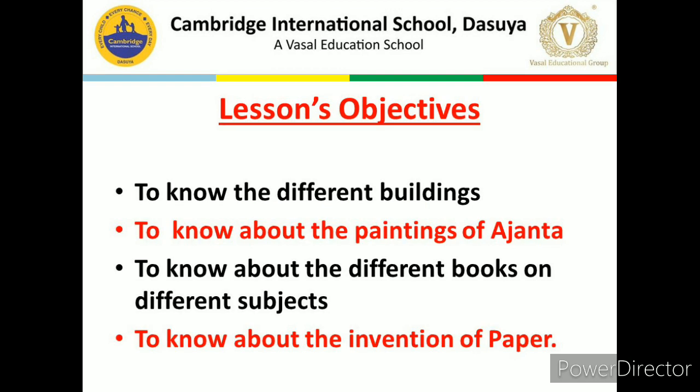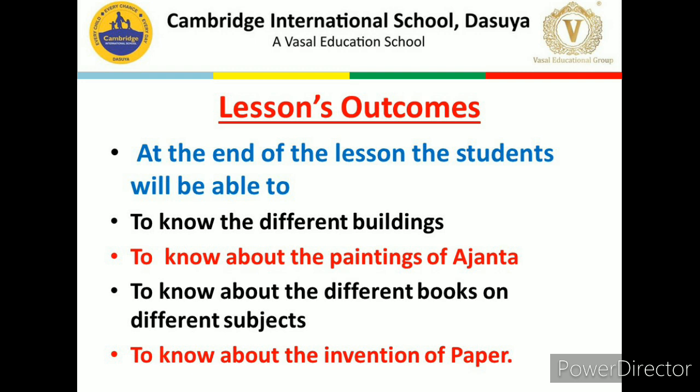Today's lesson objectives: to know the different buildings, to know about the paintings of Ajanta, to know about the different books on different subjects, and to know about the invention of paper. Lesson outcomes: at the end of the lesson, the students will be able to know the different buildings. They will also know about the paintings of Ajanta and the different books on different subjects, and lastly they will also know about the invention of paper.